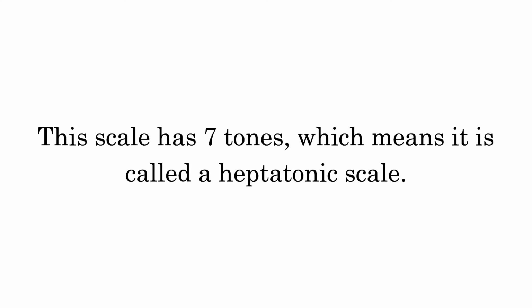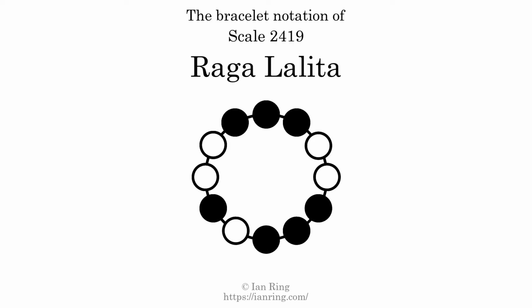This scale has 7 tones, which means it is called a heptatonic scale. This is a bracelet notation diagram of scale 2419. The shaded circles represent tones that appear in the scale, and they are read clockwise, starting at the top.